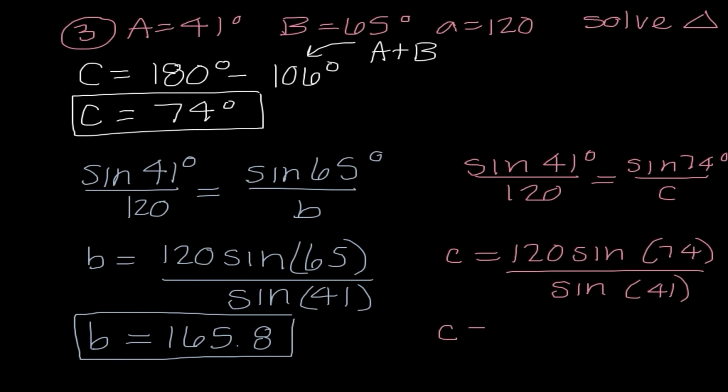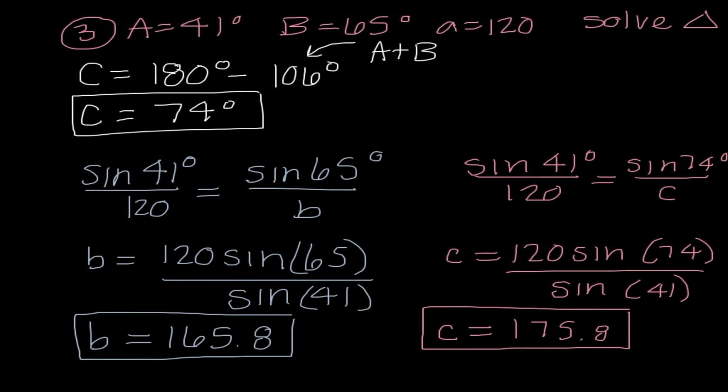And I end up getting that side C is 175.8. Now if we look at all of these values, it makes sense because the biggest side should be opposite our biggest angle, and our smallest side should be opposite our smallest angle. That is always a good thing to be double checking.